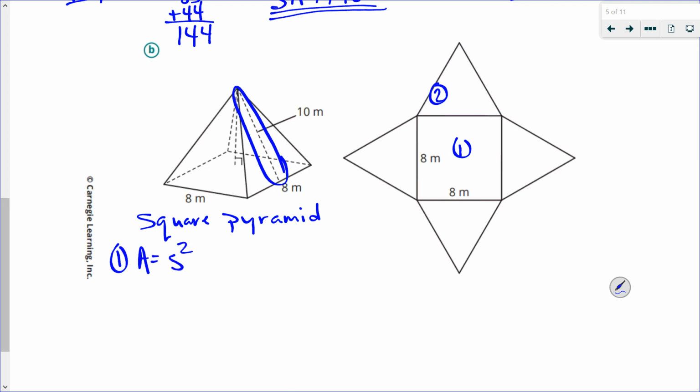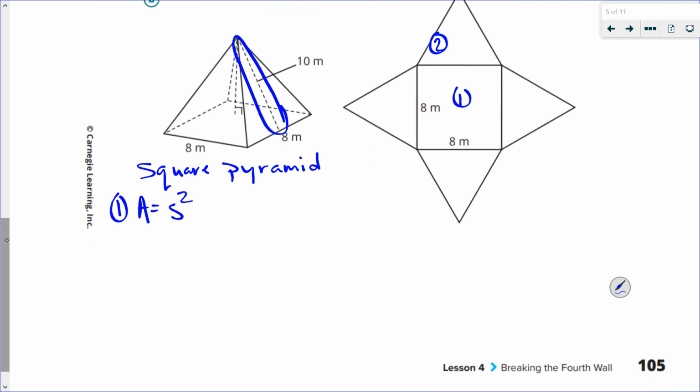Okay, my first shape is a square. So the area formula for a square is just square that side. So it's 8 meters squared, or 64 square meters.